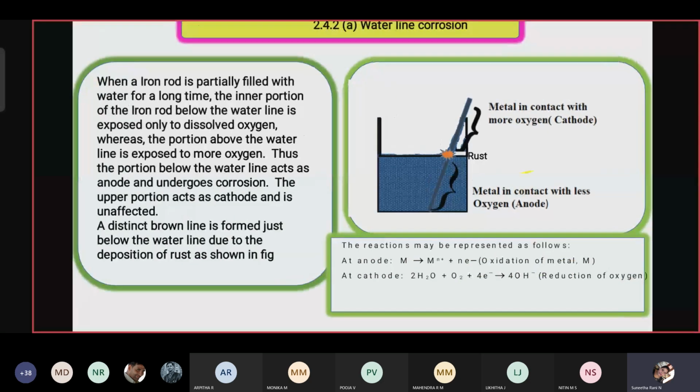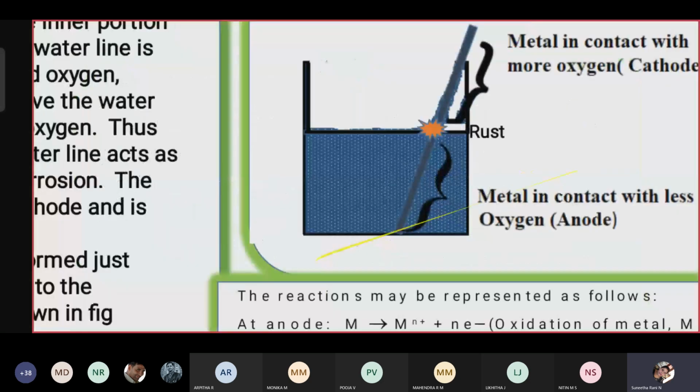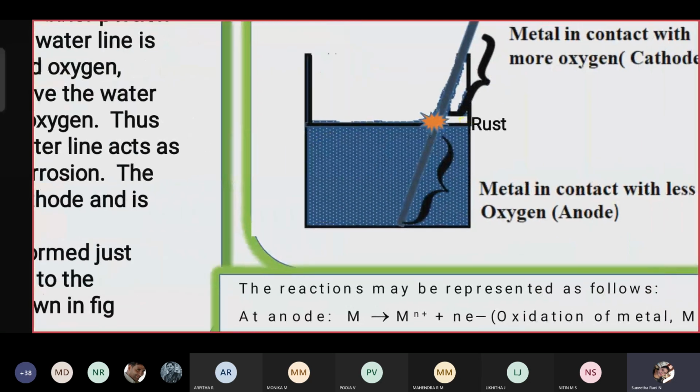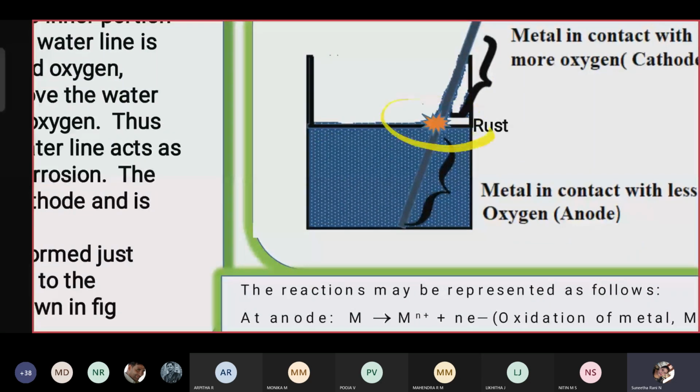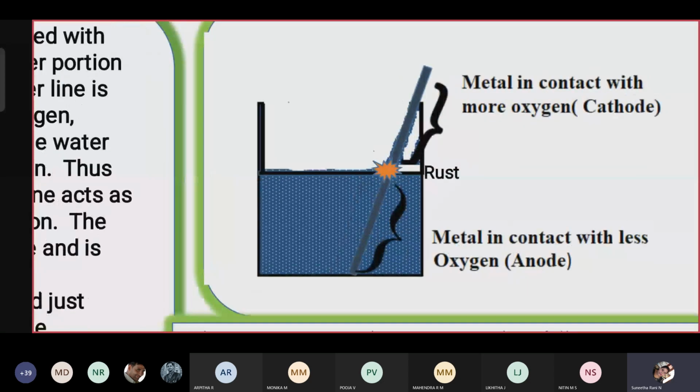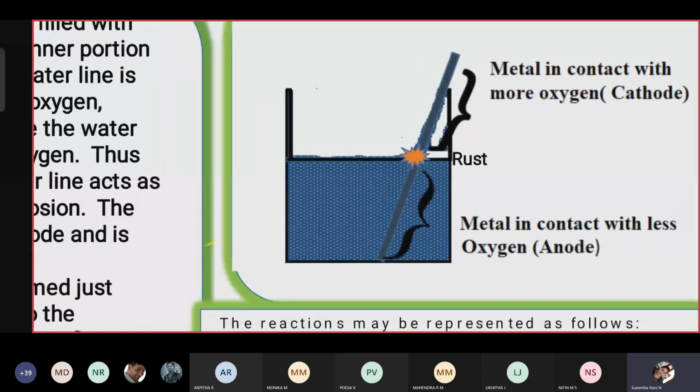You can see here in this picture, this is the water line. The rust happens near the water line surface, just below the water line. Whatever corrosion occurs just below the water line surface is called water line corrosion. The metal is in contact with the water line. So what definition can we give? This is what I explained with a half-immersed metal in water.